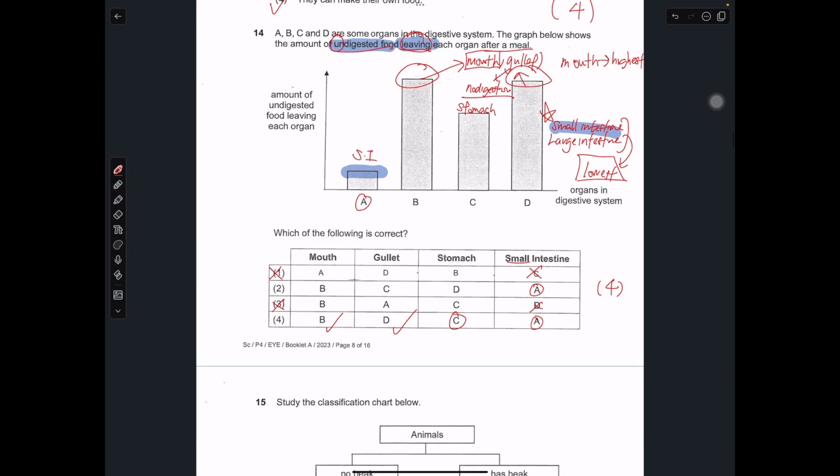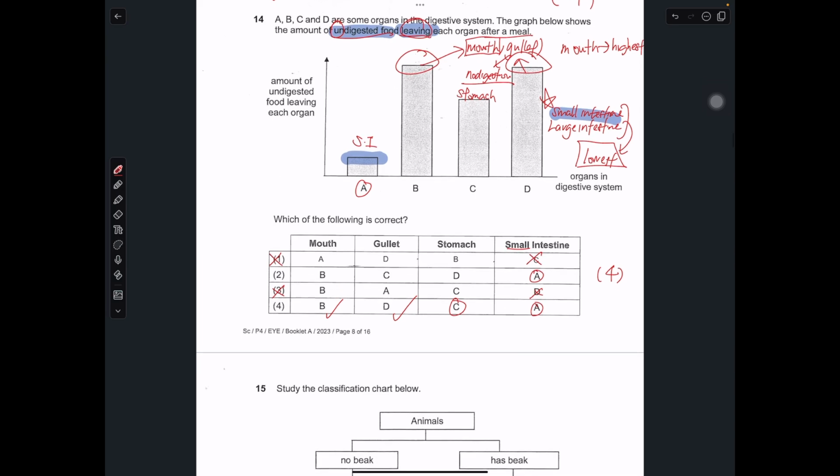So this is actually how you evaluate the graph accordingly. You need to know the function first, and then from there you think about how the undigested food leaving the organ, right? Which one is highest, which one is the lowest. Then from there it's easier for you to look up the answer.